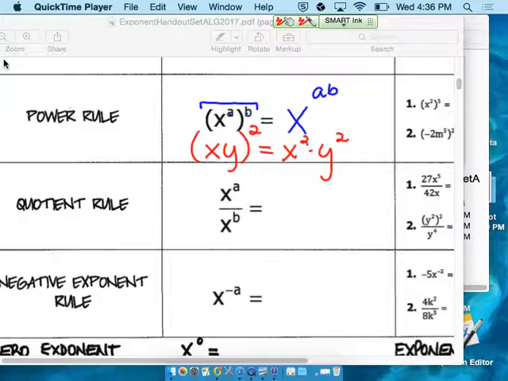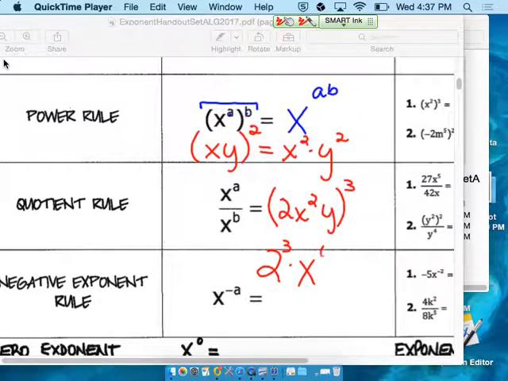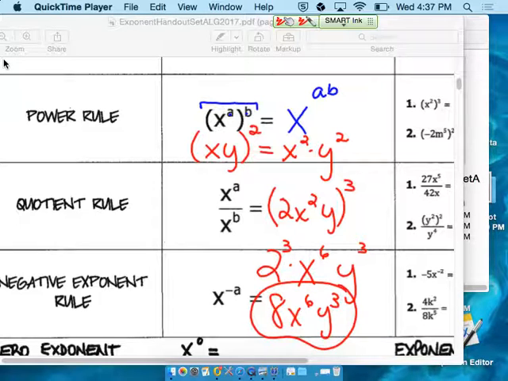And let's go one more layer with this example. Let's say I had 2x squared y, and I'm cubing the entire thing. That means that each factor inside the parentheses would take the power of 3. And then I would have x to the 2 times 3, and then y cubed. And then I would go ahead and make that 8x^6 y cubed for my simplified answer.